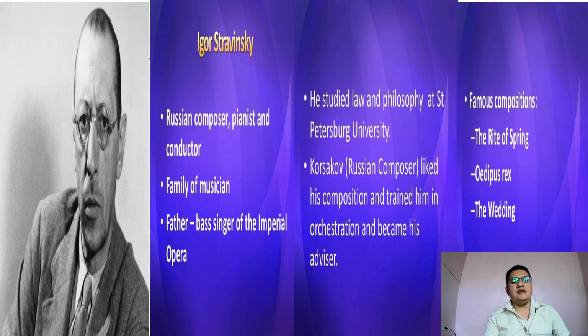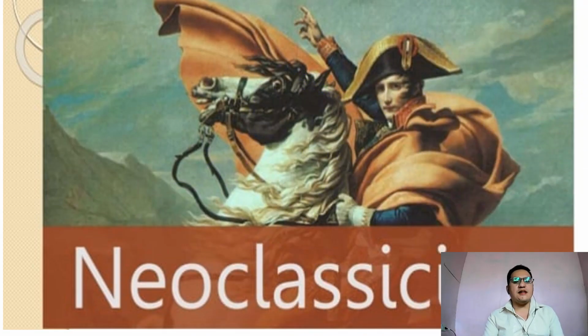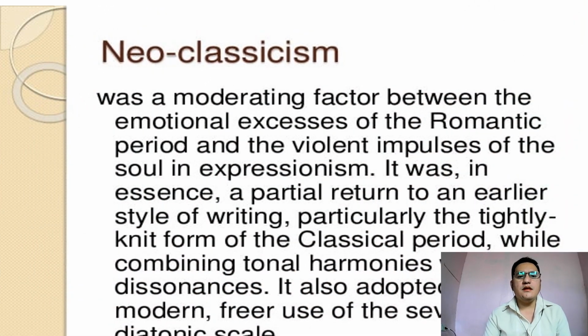Let us now proceed with Neoclassicism. It is another music style. It was a moderating factor between the emotional excess of the Romantic period and the violent impulses of the soul in Expressionism. It was in essence a partial return to an earlier style of writing, particularly the tightly knit form of the classical period, while combining tonal harmonies. It also adopted the modern free use of the 7-note diatonic scale.